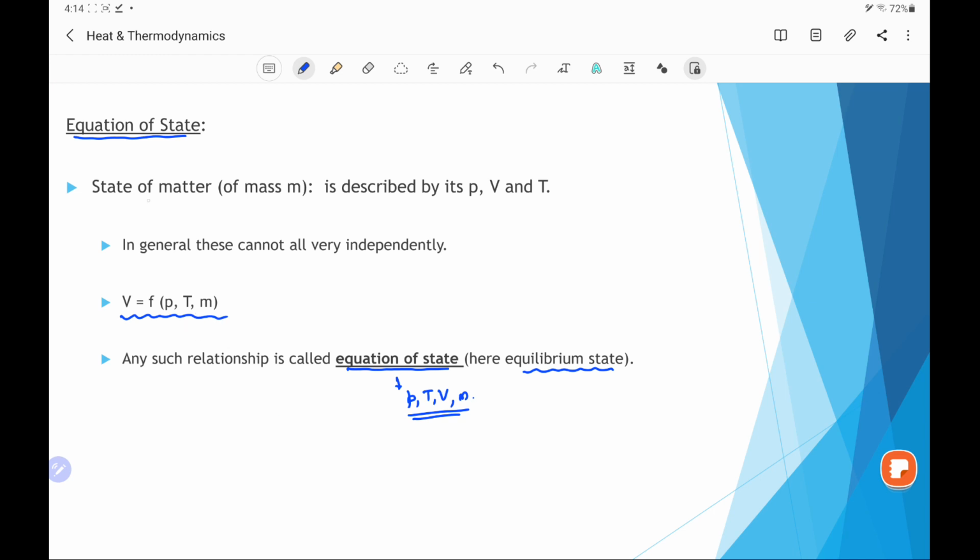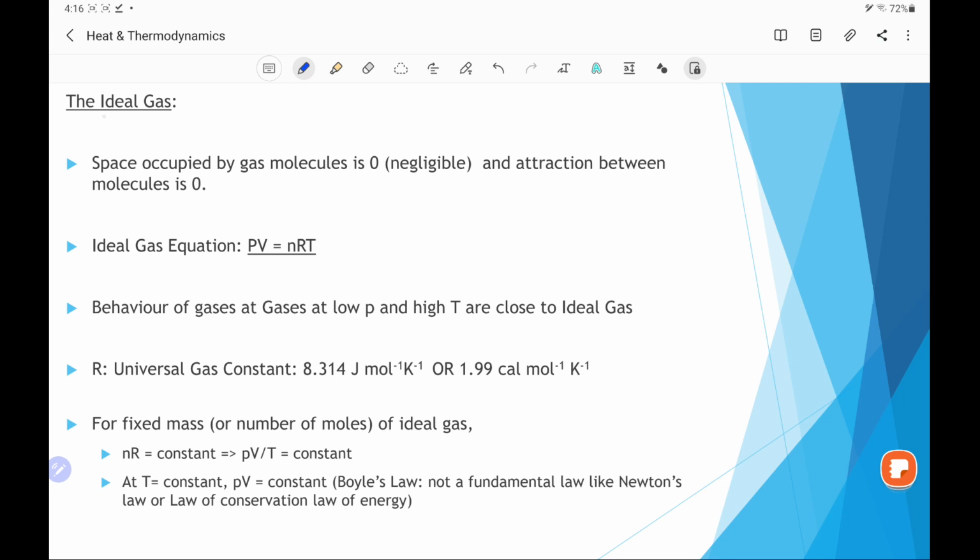So we can say the state of any material having mass m is described by its pressure, volume, and temperature. And in general, these cannot vary independently. That means there is some relation, and that relation is given by V equal to a function of P, T, and M. M is the mass of the matter, and this relationship is called the equation of state, and this state refers to the equilibrium state.